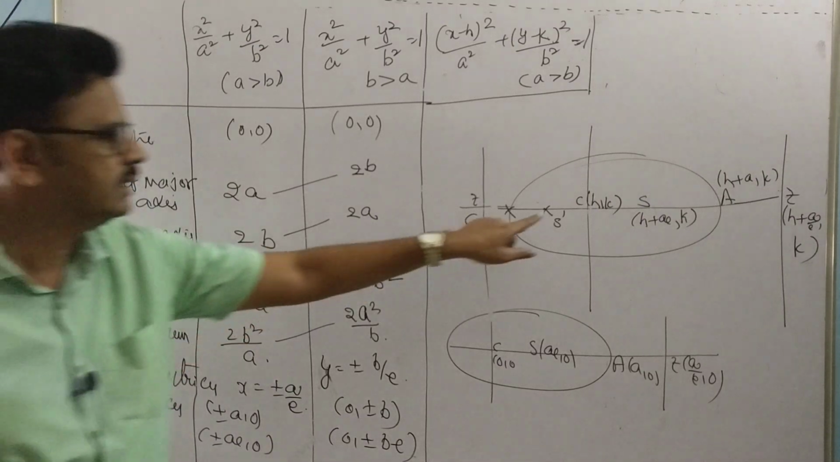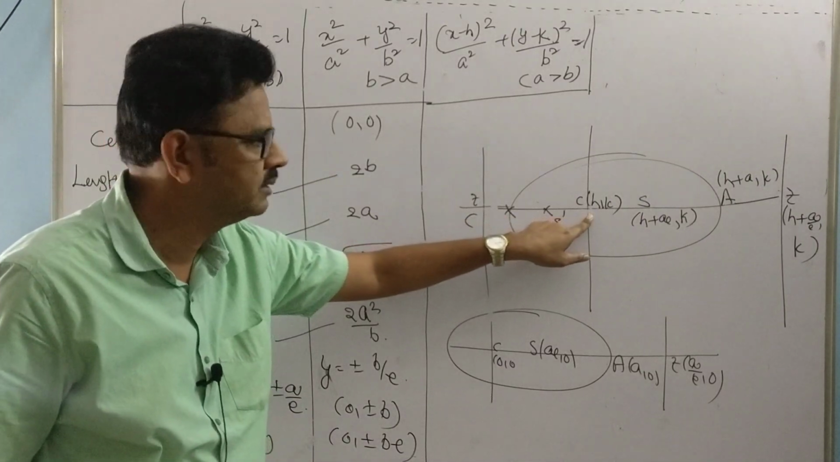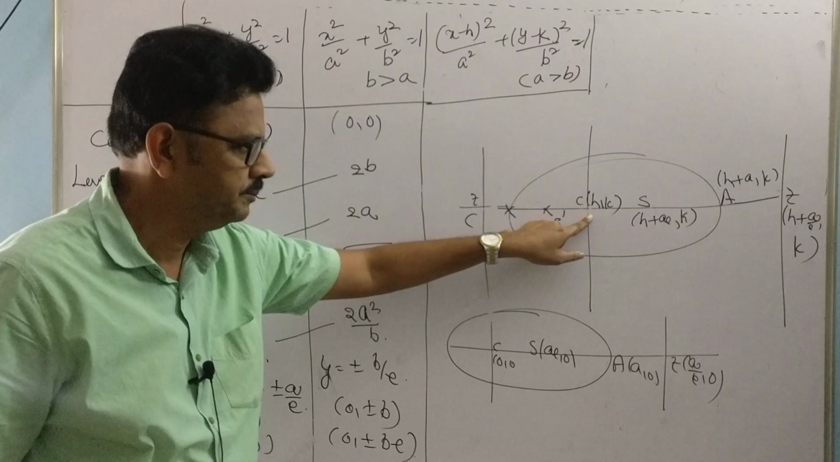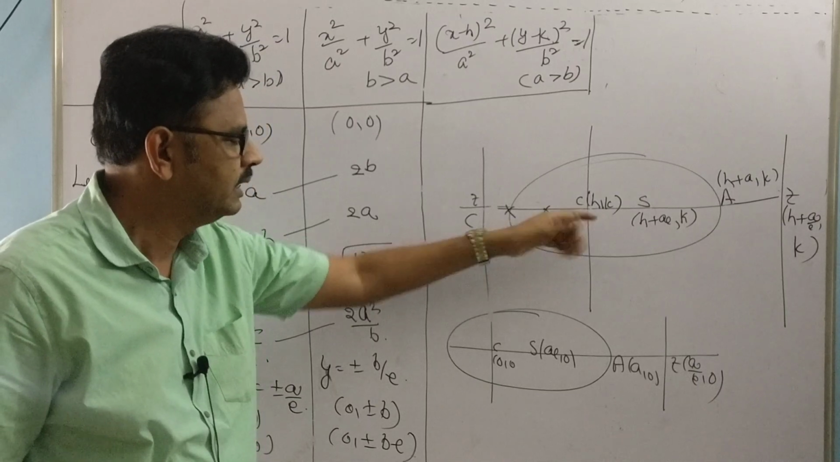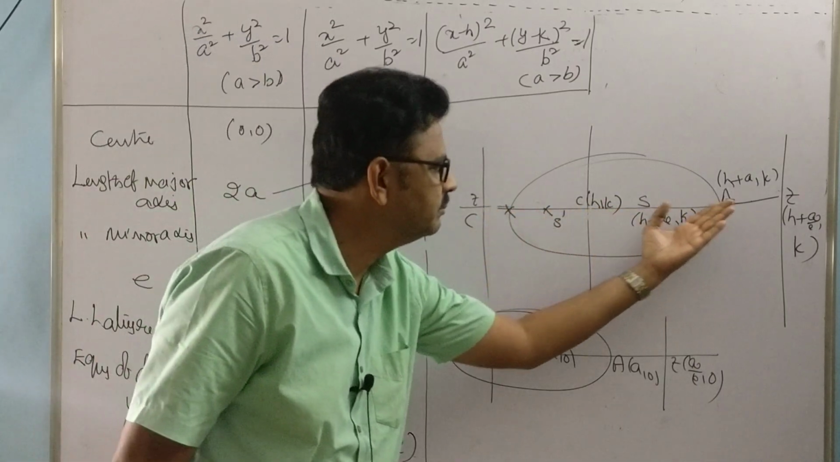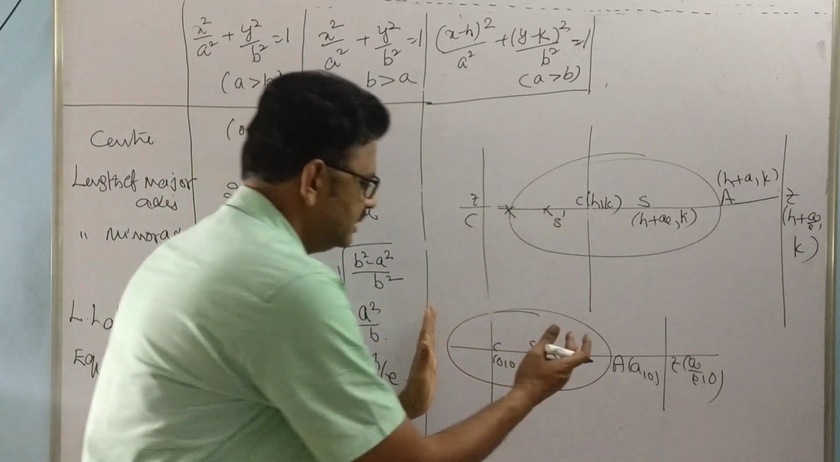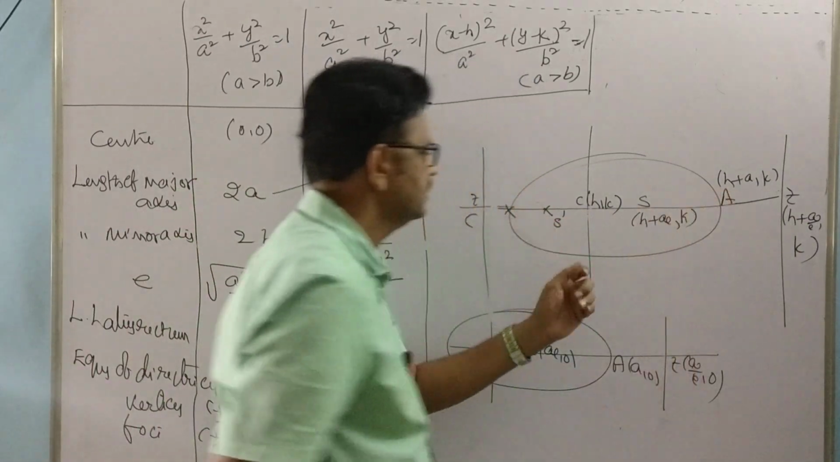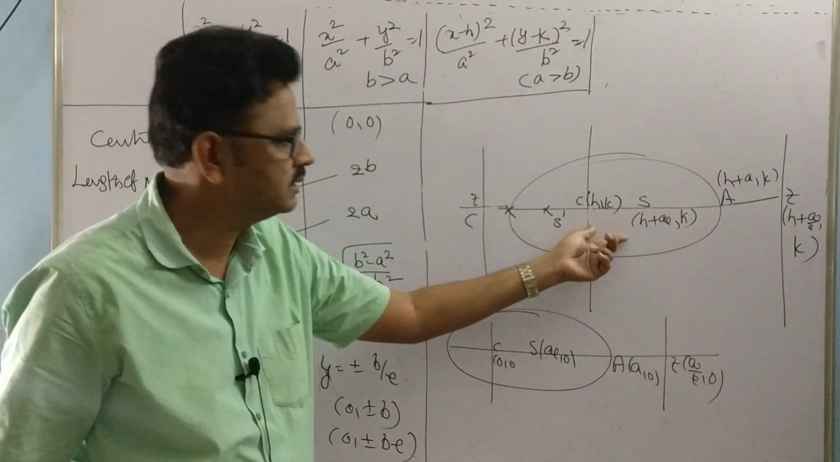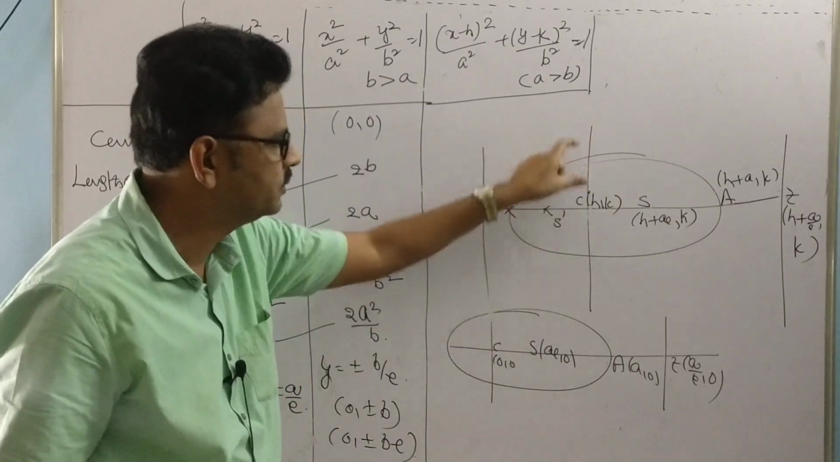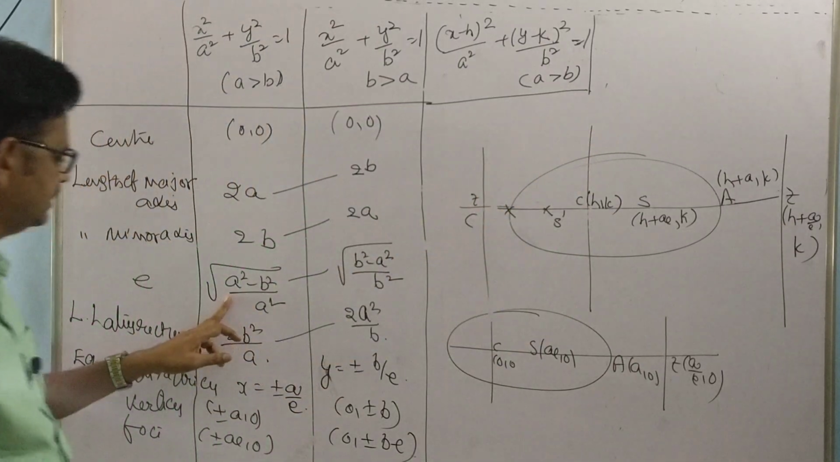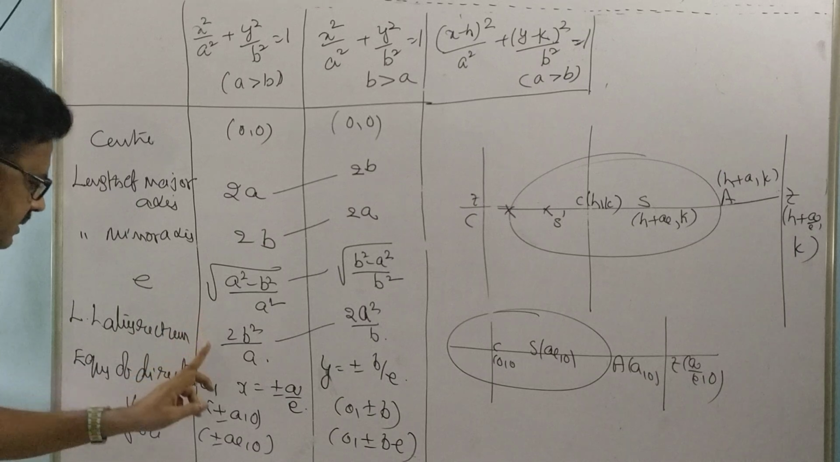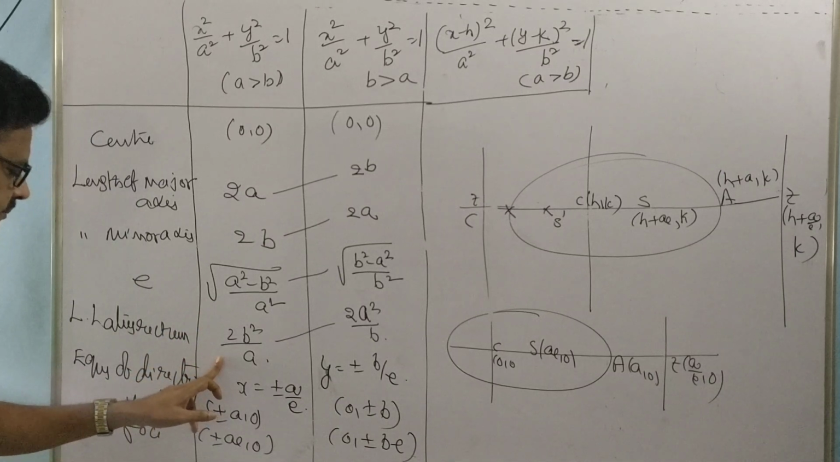So, okay, center is (h, k). The length of the major axis is the same, it cannot change because it is the same ellipse. Length of major axis is 2a. Length of minor axis is 2b. Eccentricity is the same. Length of latus rectum is the same.